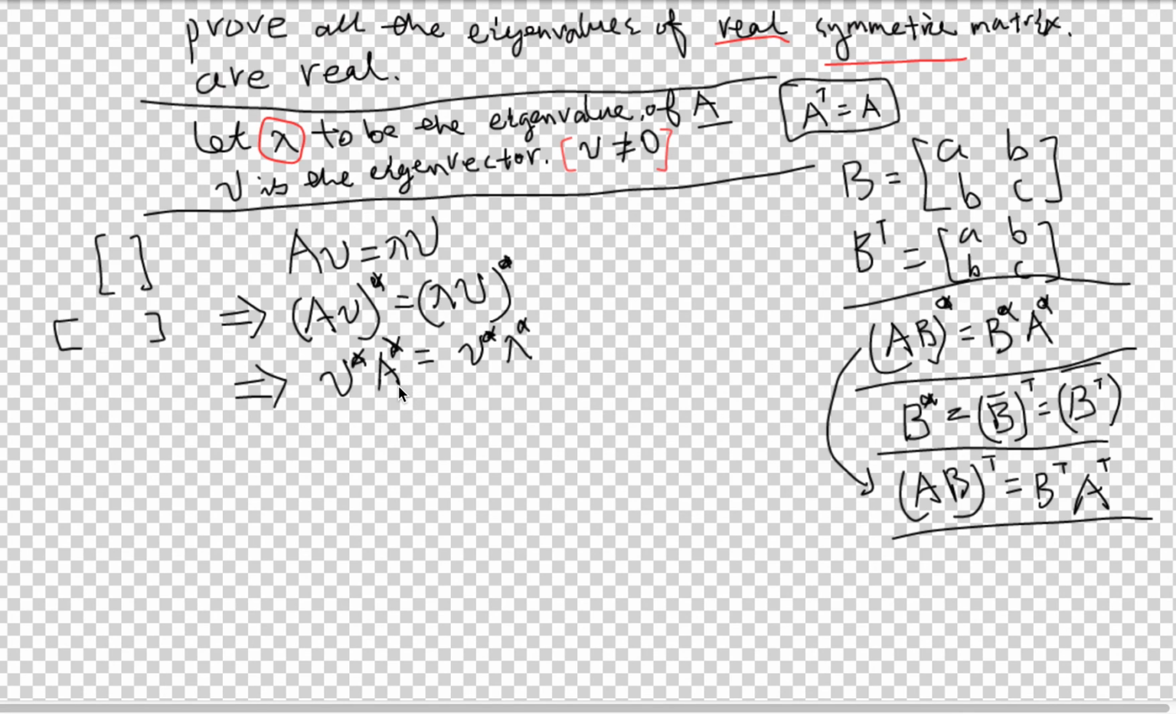Right now we have this formula here. How can we use this information? Because this is given, we need to use the information here in order to prove something. Because A is real and symmetric, A star just becomes A transpose, right? Because conjugation doesn't affect the matrix, since all the entries are real numbers.